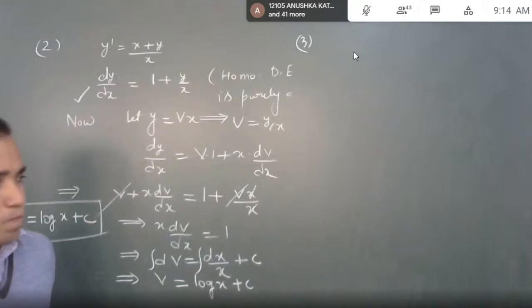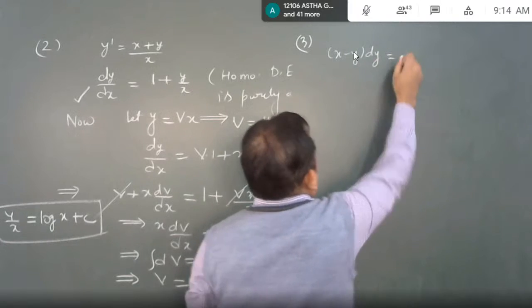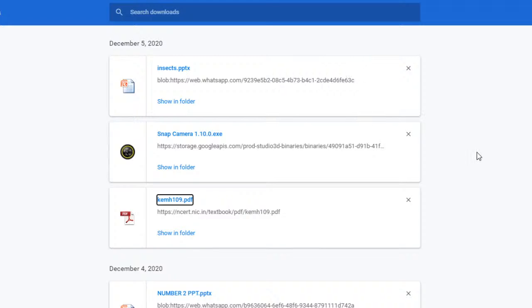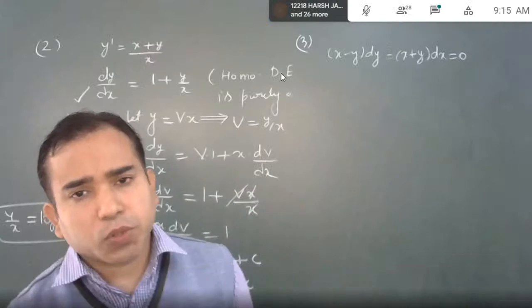X minus y dy, x plus y. Can you repeat? Hema, can you repeat? Hema? Dx is equal to 0. Can you repeat? x minus y dy minus x plus y dx is equal to 0. And suggest also, Hema, that first of all what should I do? सबसे पहले क्या किया जाए इस क्वेश्चन में?